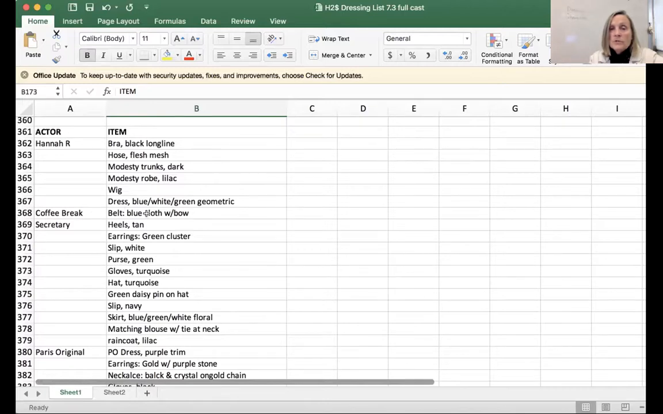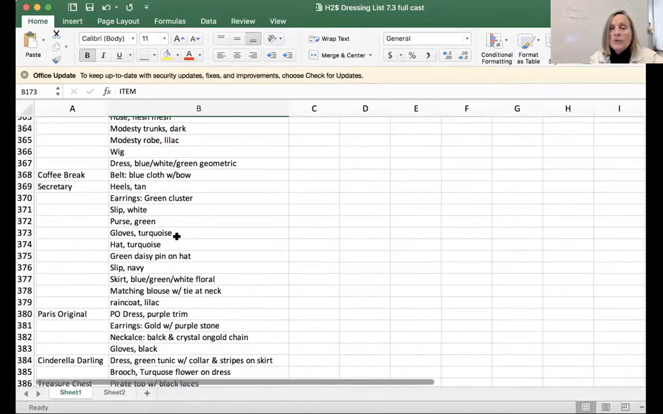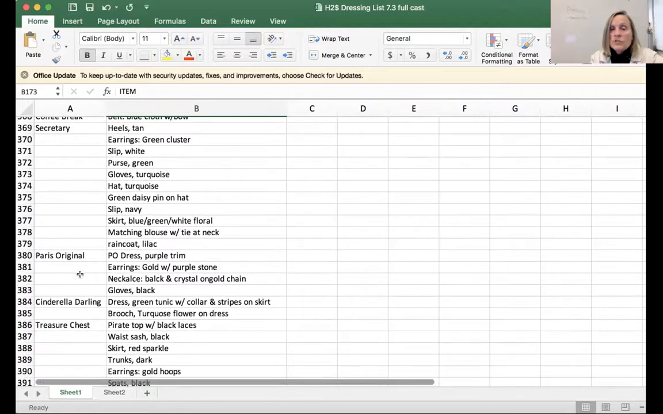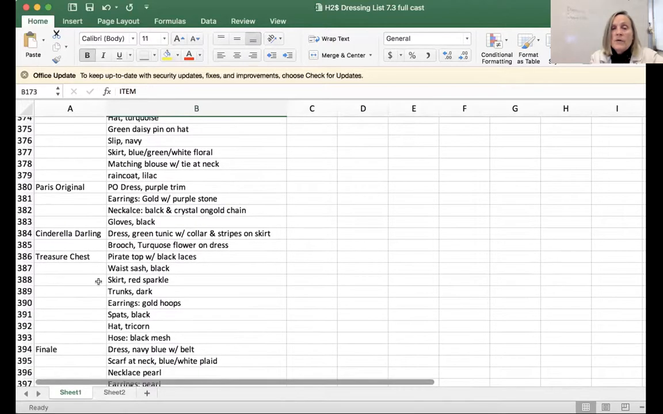She has her belt, her heels tan, her earrings green cluster, her slip white, purse green, gloves turquoise, hat turquoise. Daisy pin on the hat, her slip navy, and then she has a costume change. She's wearing the blue-green skirt floral, the matching blouse, and the raincoat. Then for Paris Original, she changes into the Paris Original dress, with purple trim, the earrings, the necklace, the gloves. Then for back to Cinderella Darling, this is an act two change.